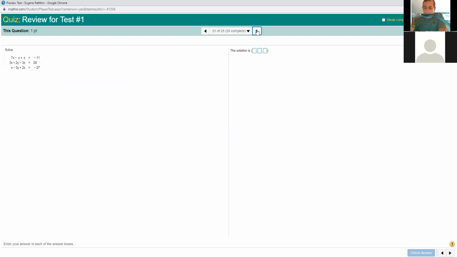Oh, I'm gonna need more paper for this one. 7x minus a y plus a z equals negative 11. 3x plus 2y minus 3z equals 28. And then x minus 3y plus 2z equals negative 27. All right, so I'm going to label these 1, 2, and 3.